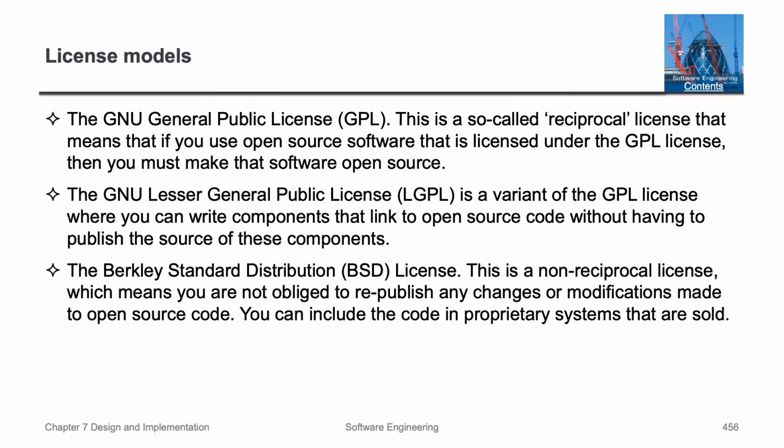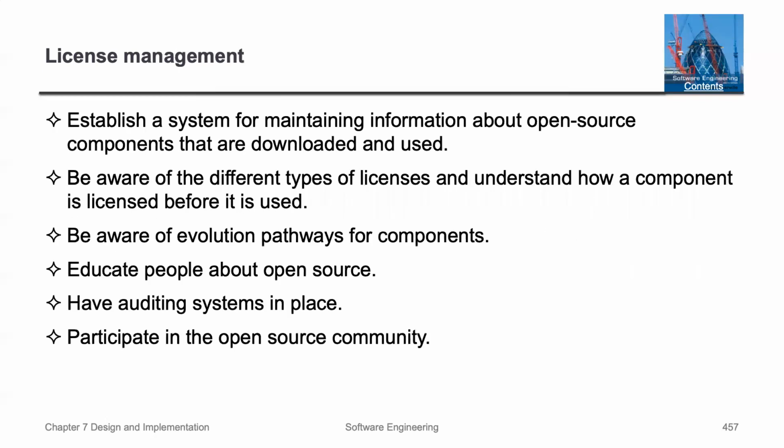And finally, the Berkeley Standard Distribution, BSD. This is a non-reciprocal license, which means you're not obligated to republish any changes or modifications made to the open source. You can include the code in proprietary systems that are sold. And Mac OS is an example of that.